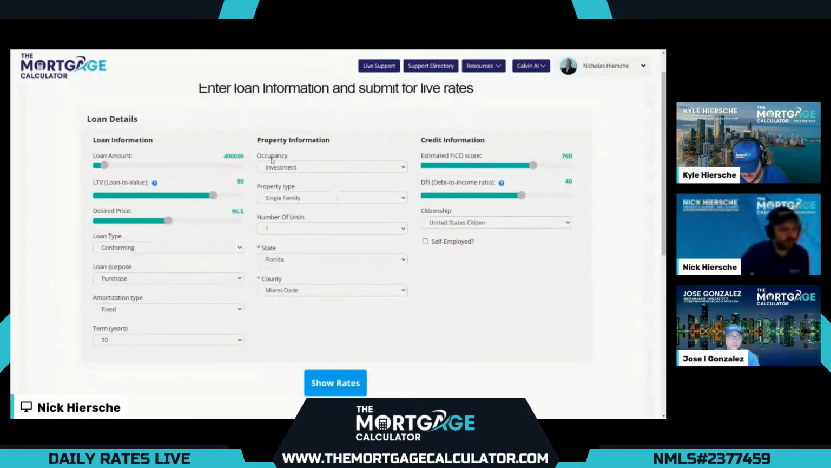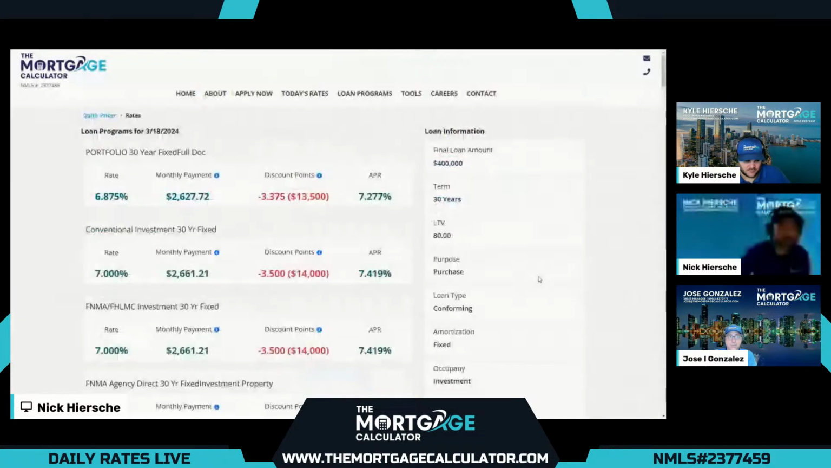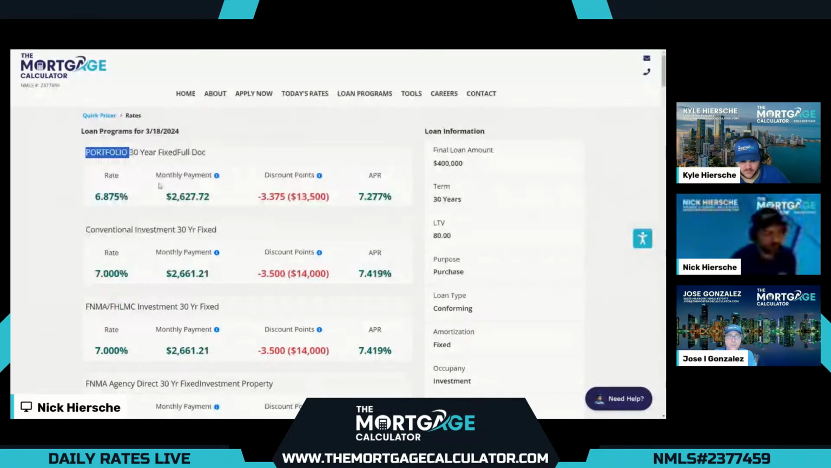Everything's going to stay the same as all the other demos. Nothing fancy. So let's see what options we have here. And the portfolio option is at the top here. So this option is actually not a true conventional option. It's the same guidelines, but it's actually a portfolio, one of our outlets there. So it doesn't require the same adjustments that the Fannie and Freddie government programs do require. So 6.875 rate, 3.37 points in cost, put the final APR at 7.277.